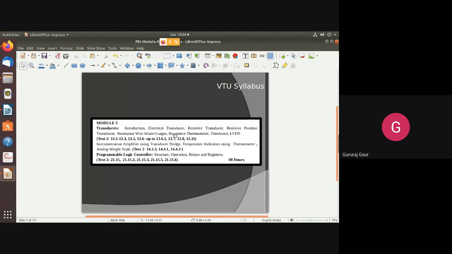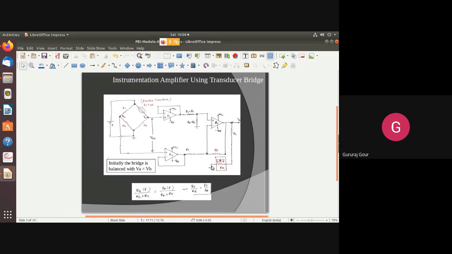And yesterday we went in detail about the classification of resistance wire strain gauges. A very important discussion we had yesterday, along with the derivation for the gauge factor. So today we will dedicate the session to the instrumentation amplifier using a transducer bridge. So instrumentation amplifier is one part. This can be clubbed with the bridge or any type of circuitry depending on the specific application. So let us see how this looks.